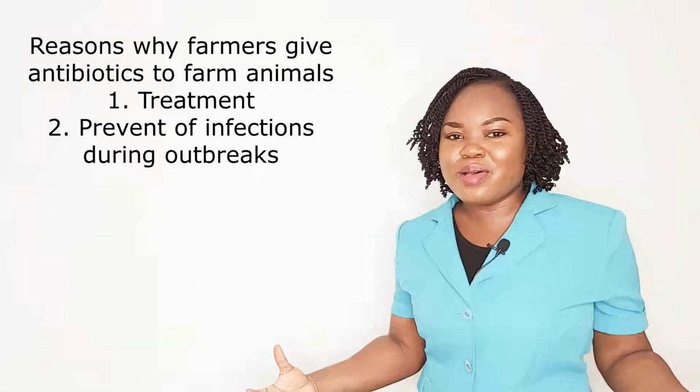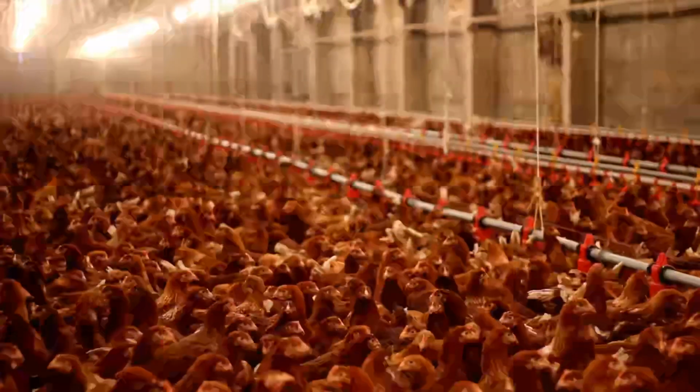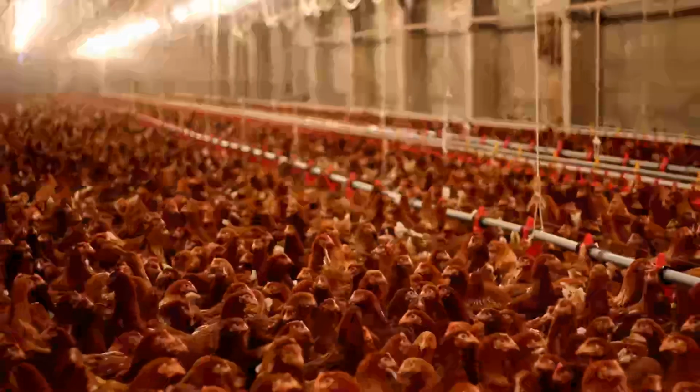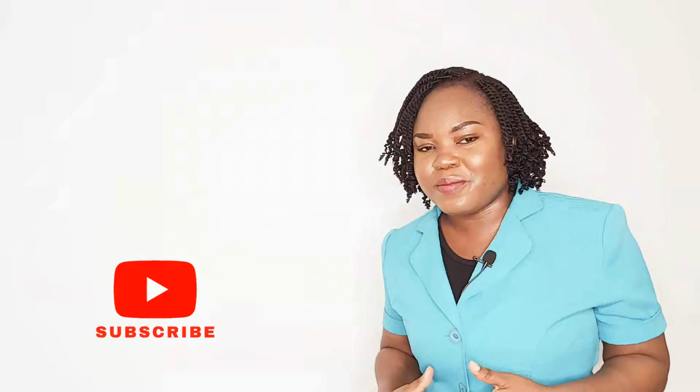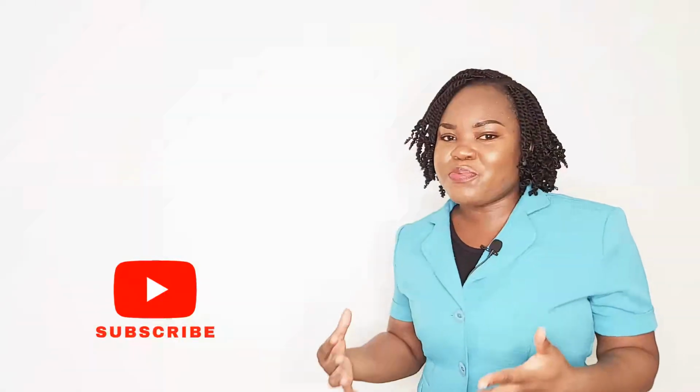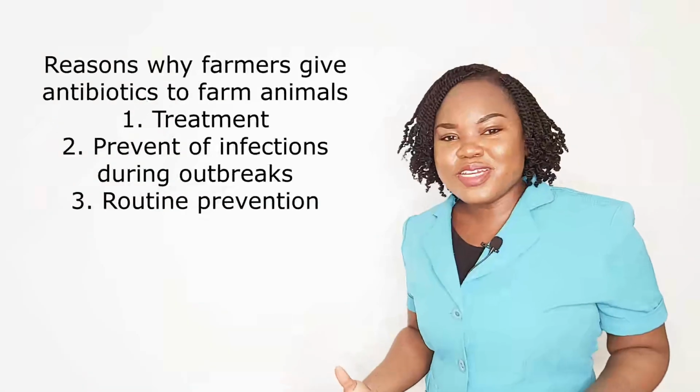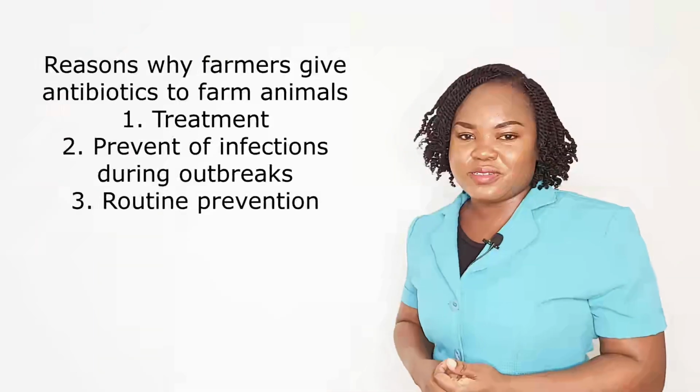For large farms with bigger populations, it is highly possible that when one animal is infected with a bacteria, the infection may spread to other healthy animals. And so farmers add antibiotics to the water and feed of all the animals to prevent further spread of infections to other healthy animals. The third reason is routine prevention.